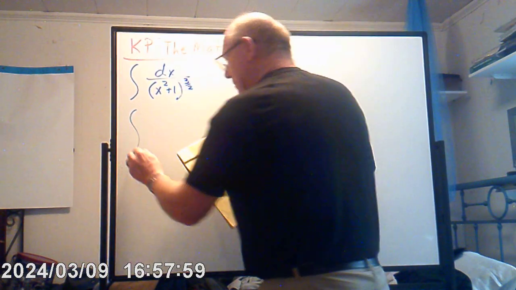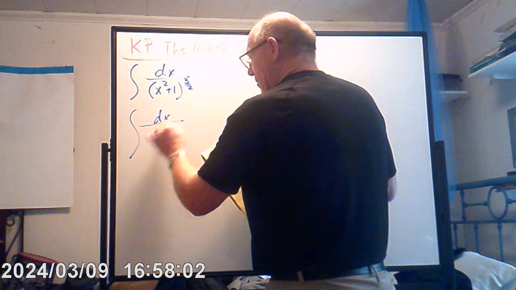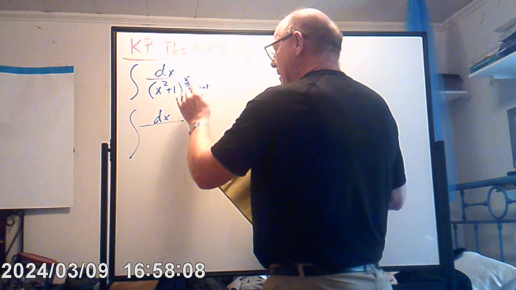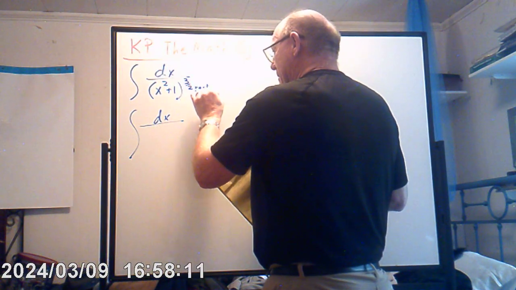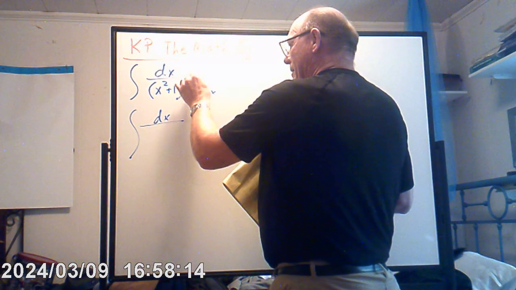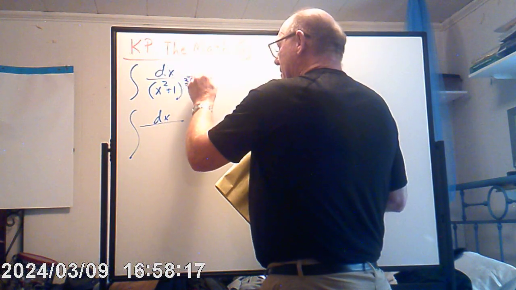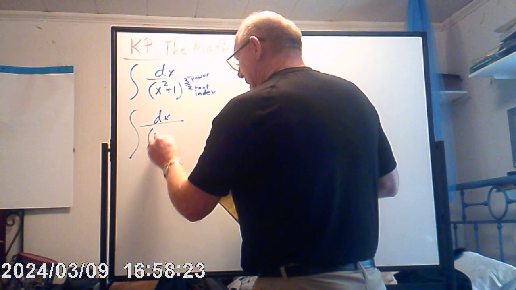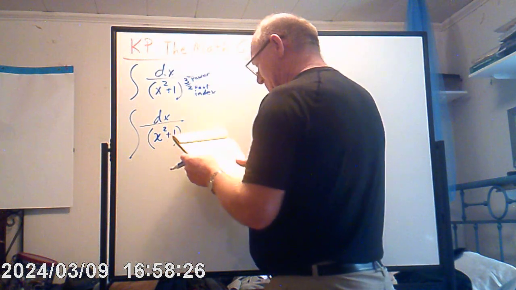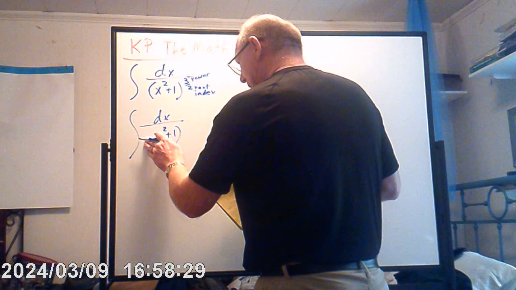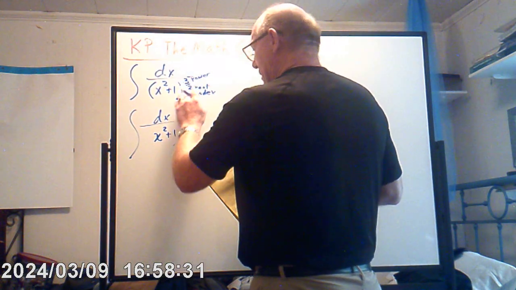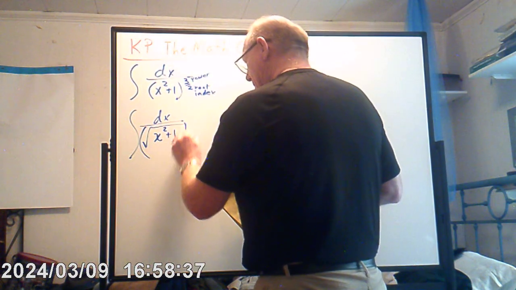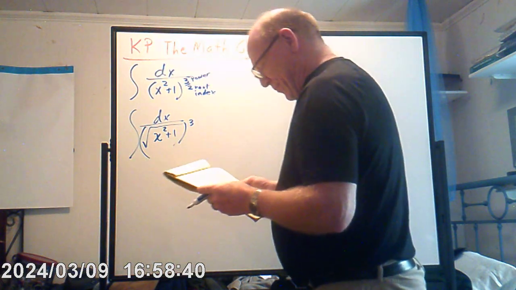And by the way, we can rewrite that as dx over, now this means the root, that's the index, and this up here is the power, or the exponent. So I can rewrite that as the square root of x squared plus 1, and then I can cube that, like that.